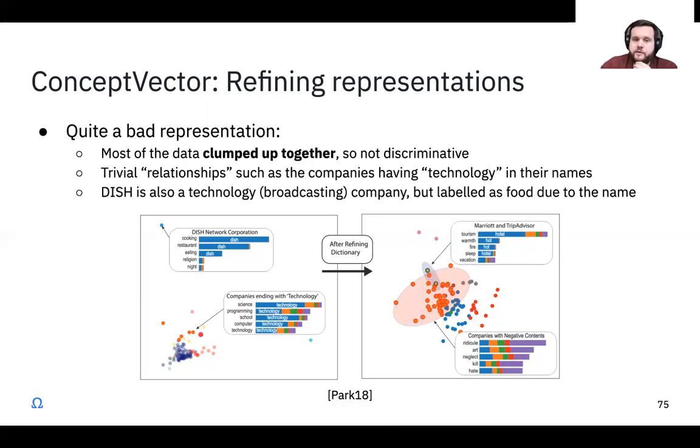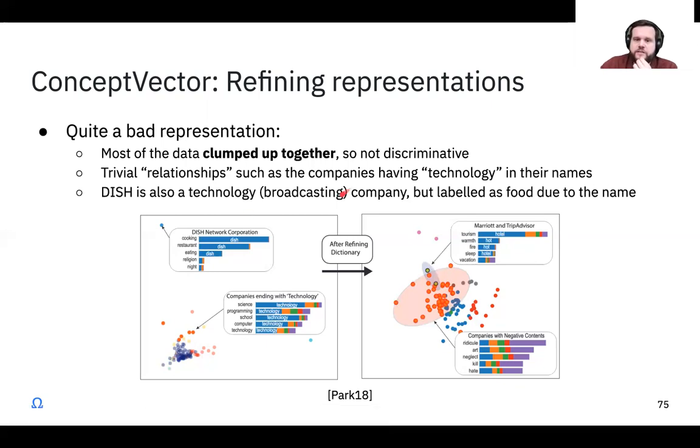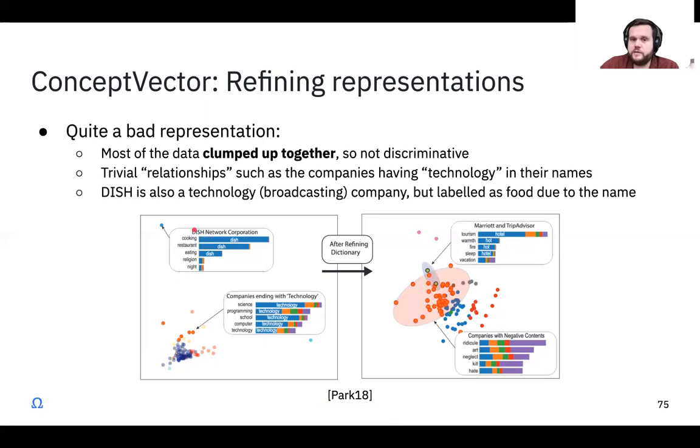And it's based on very trivial relationships, in quotation marks, because the companies are clumped together because they have technology in their names, right? Which is very vague. That's not saying much about the actual business. And the reason why this is an outlier is because of the actual word dish in the name of the corporation. It's also a technology company, so it should theoretically belong here, but it's labeled as related to food because of the name. It actually relates to a satellite dish.